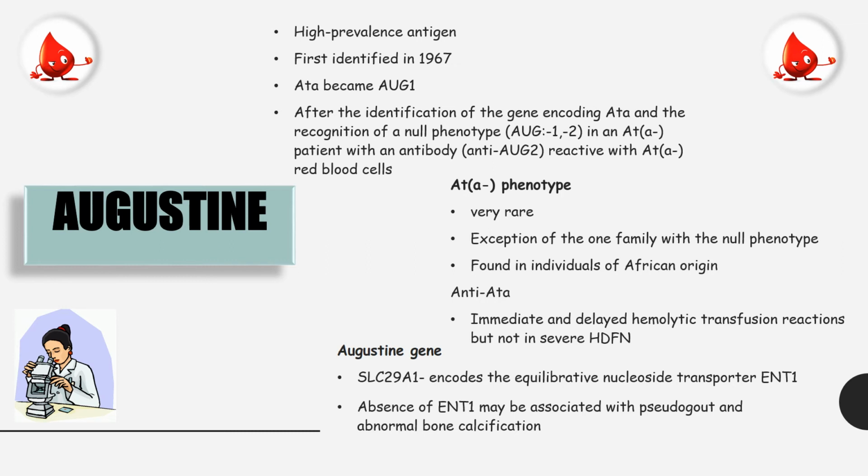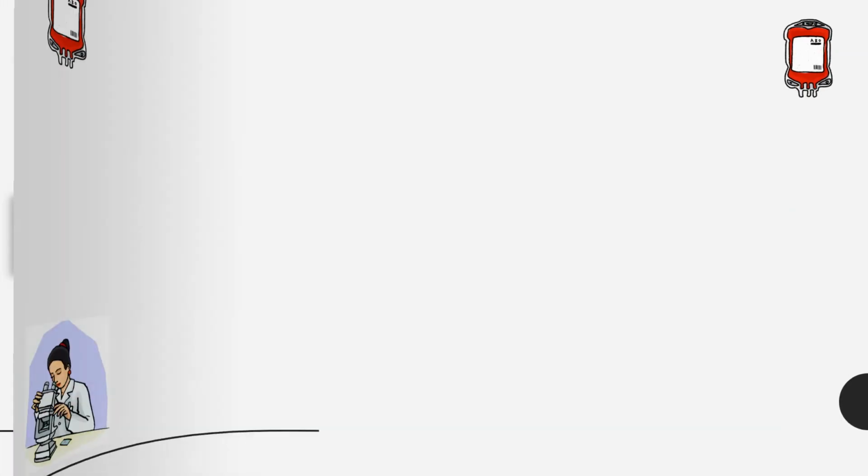Anti-Augustine has been implicated in immediate and delayed hemolytic transfusion reactions, but not in severe hemolytic disease of the fetus and newborn. The Augustine gene is SLC29A1, which encodes the equilibrative nucleoside transporter ENT1. Absence of ENT1 in that family may be associated with pseudogout and abnormal bone calcification.